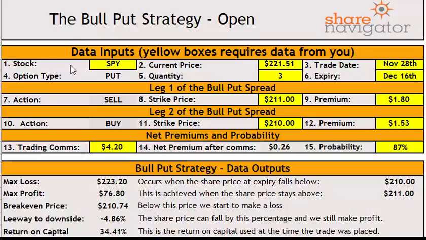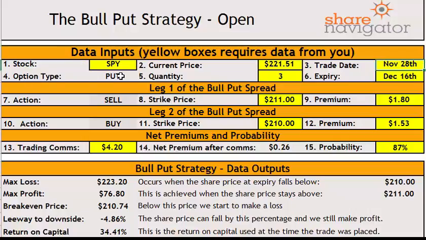The first data point here is the stock, which is SPY, but let's say you wanted to do it on Apple, you would just change that to Apple. But we've set up an example here with SPY, so we'll talk you through that. The current price is just where the share price is currently trading. SPY was trading at 221.51 when we gave you this example. The trade date, today's date, is November the 28th. Whatever date you anticipate placing this trade, you would just put in there.